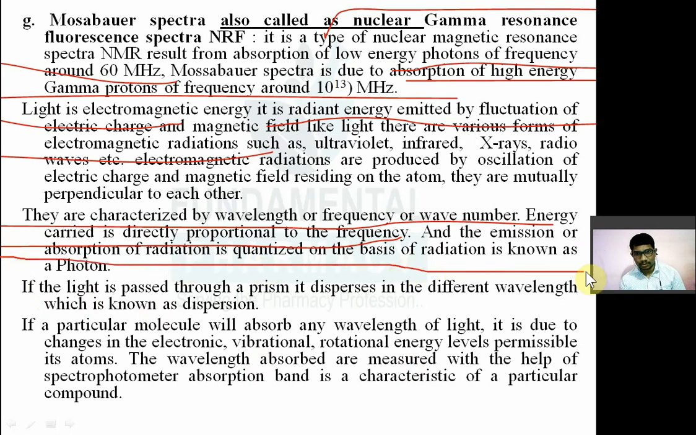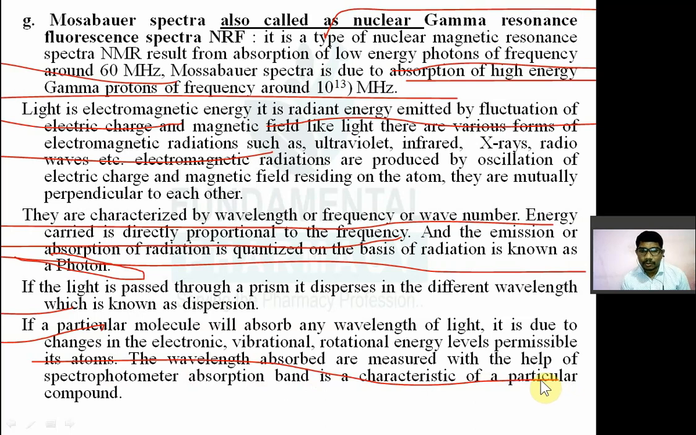Absorption or emission of radiation is quantified on the basis of radiation known as a photon. So what is a photon, it is the measure. Now if light is passed through a prism, we have seen that, it is dispersed into different wavelengths, known as dispersion. If a particular molecule absorbs a wavelength of light, it is due to changes in the electronic, vibrational or rotational energy level of the molecule. The wavelengths absorbed are measured with the help of an instrument known as a spectrometer. Absorption bands are characteristic of a particular compound.